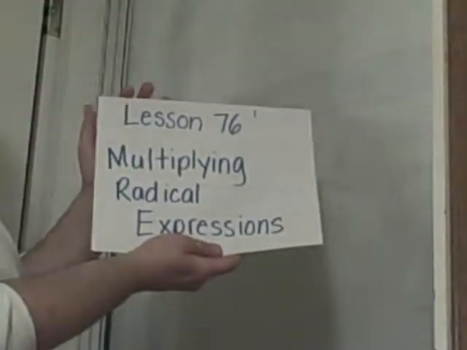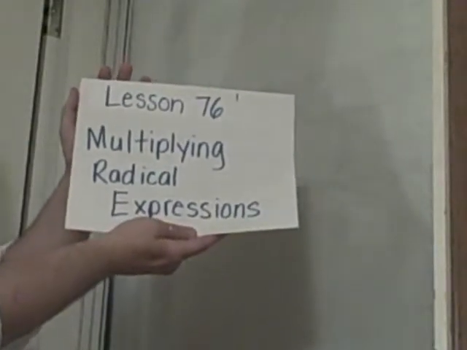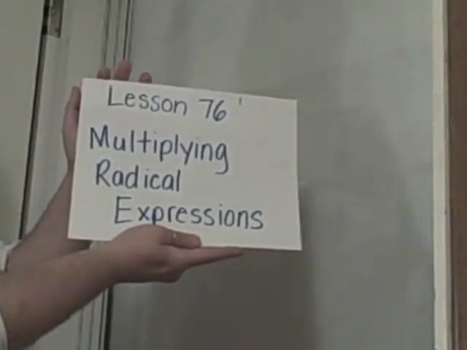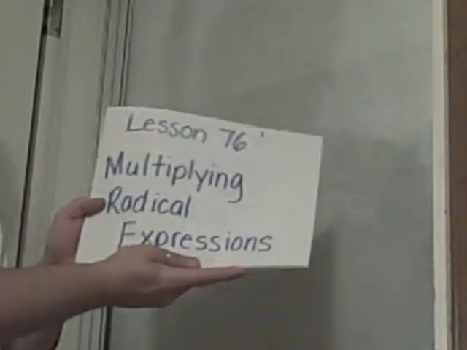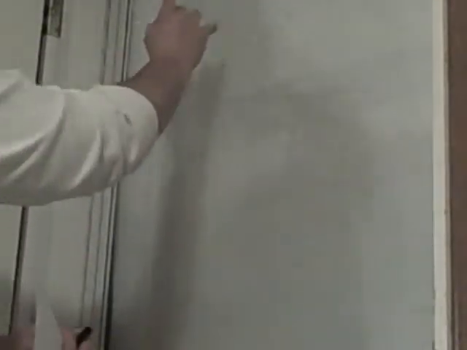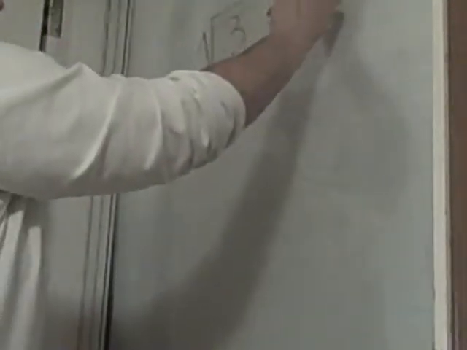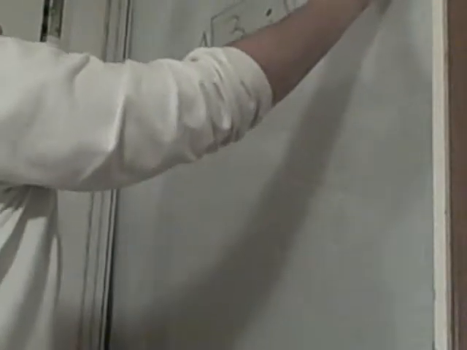Today's lesson, lesson 76, multiplying radical expressions. What is a radical? A radical is a symbol that looks like this. So if I take one radical, like radical 3, and multiply it times another radical, like radical 5, then I would multiply the two numbers underneath the radical to get radical 15.